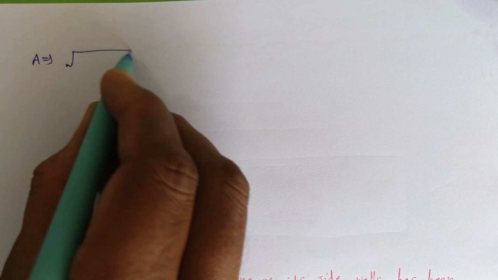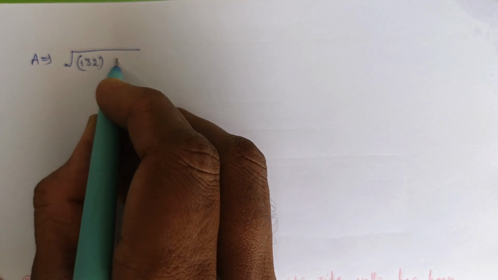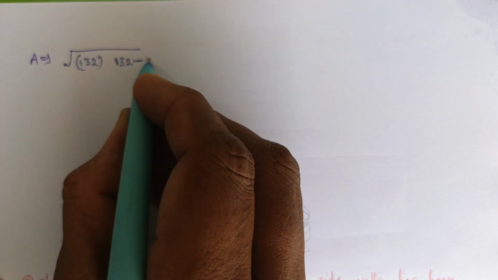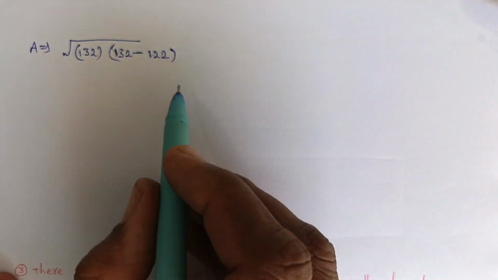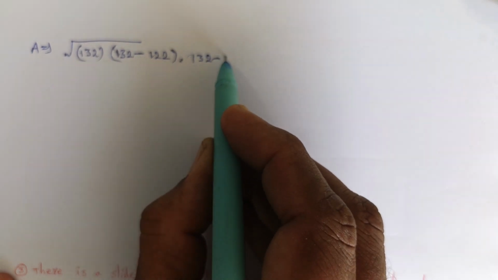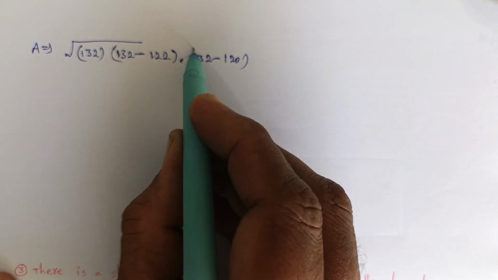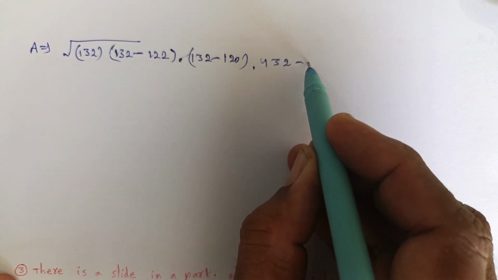Now let's calculate the area. So area equals under root of s into s minus a into s minus b into s minus c. Directly I am substituting 132 into 132 minus 122, into 132 minus 120, into 132 minus 22.